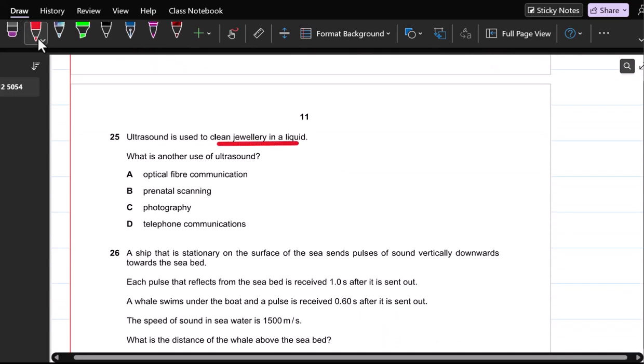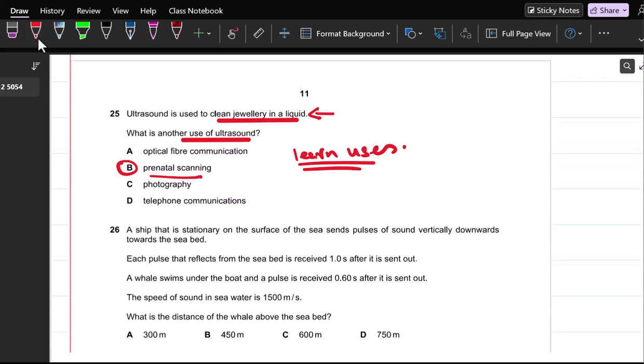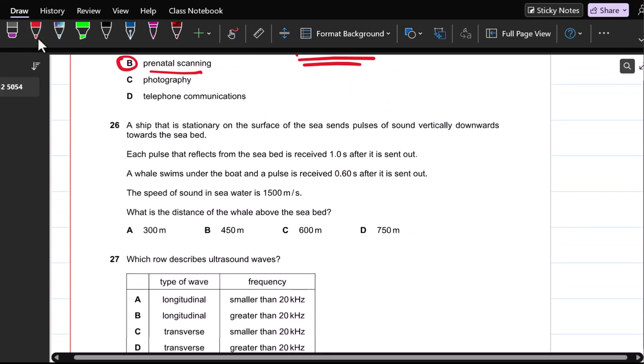Ultrasound is used to clean jewelry in a liquid. This is one use. What is another use of ultrasound? So it will be B. It is also used for prenatal scanning. You must learn about the uses of ultrasound.